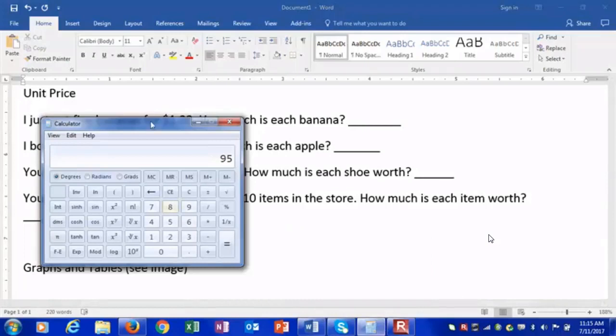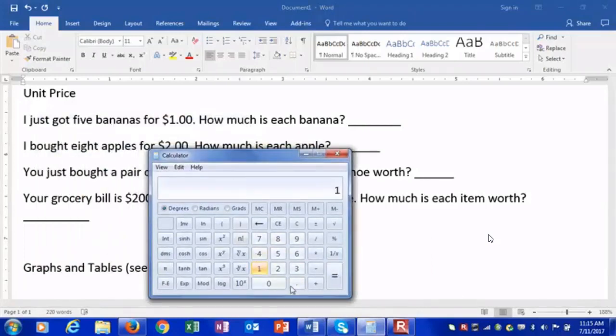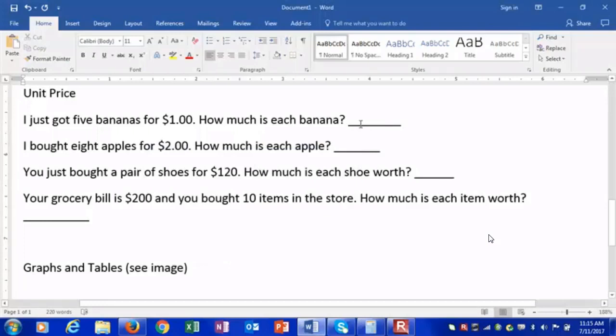Okay? So let's go to our trusty little calculator. $1. And of course that's excluding tax and everything else. $1, divide that by 5, because I bought 5 bananas. How much is each banana? Each banana is worth 20 cents.